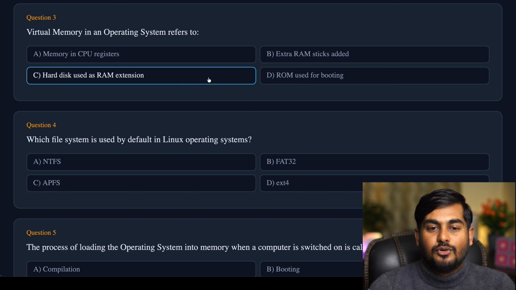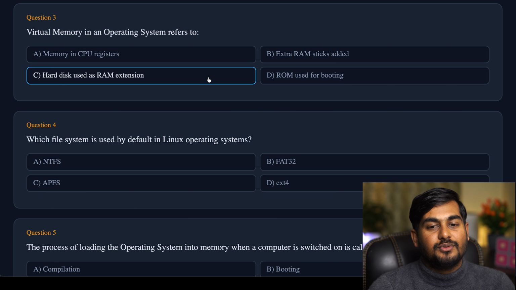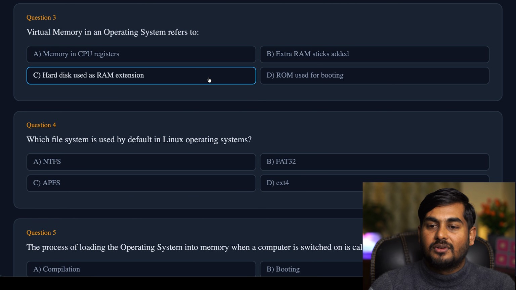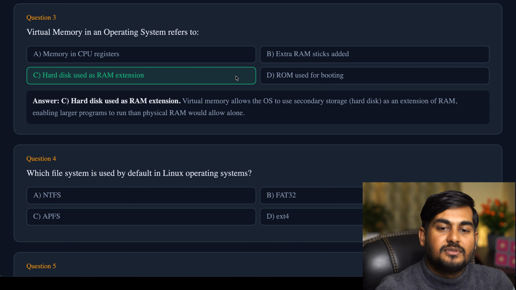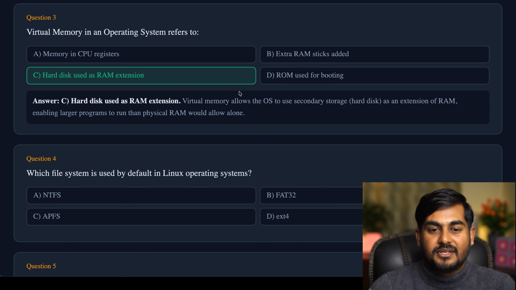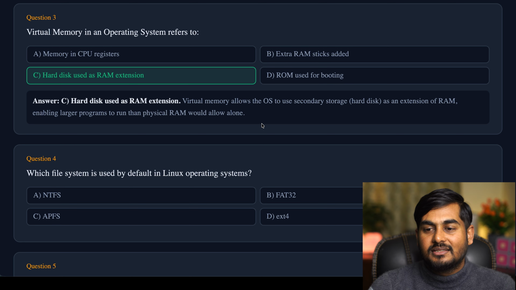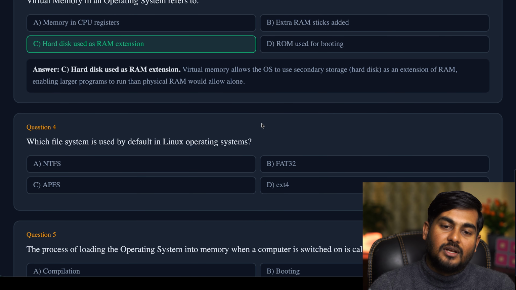When RAM gets full or is about to be full, operating systems allocate some of its hard disk space to be used as RAM, and that is called the virtual memory. So option C is the correct answer. And for option D, ROM used for booting is not called the primary memory, or it's not for the RAM purposes, so it's not the answer. Answer is option C, hard disk used as a RAM extension. So virtual memory allows the OS to use secondary storage, hard disk, as an extension of RAM, enabling larger programs to run than physical RAM would allow alone.